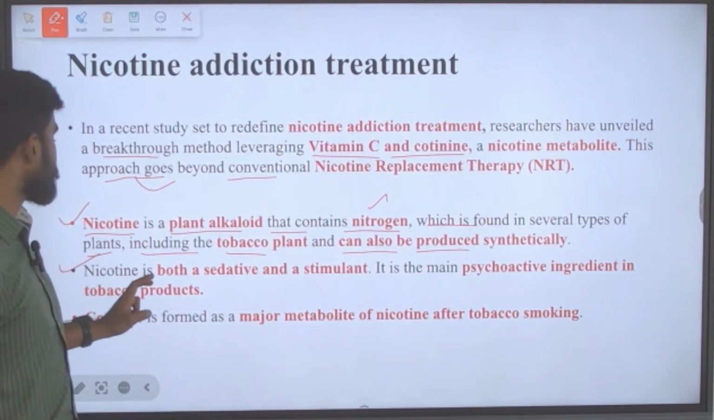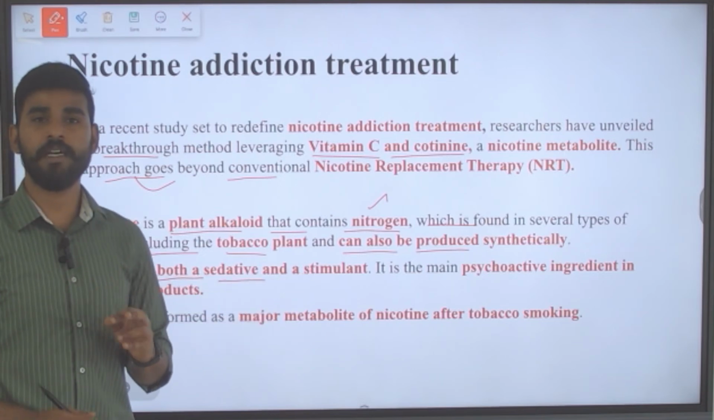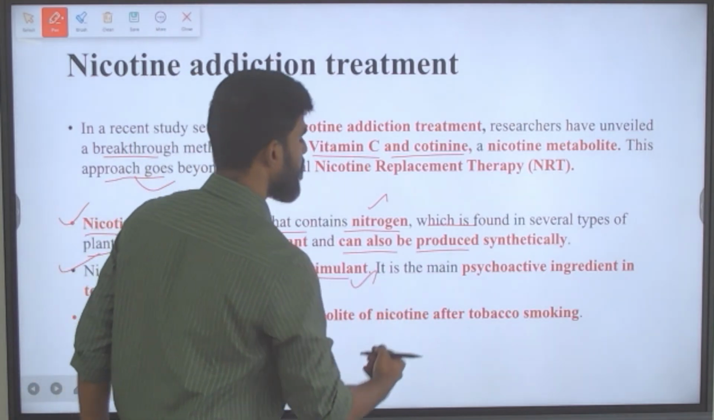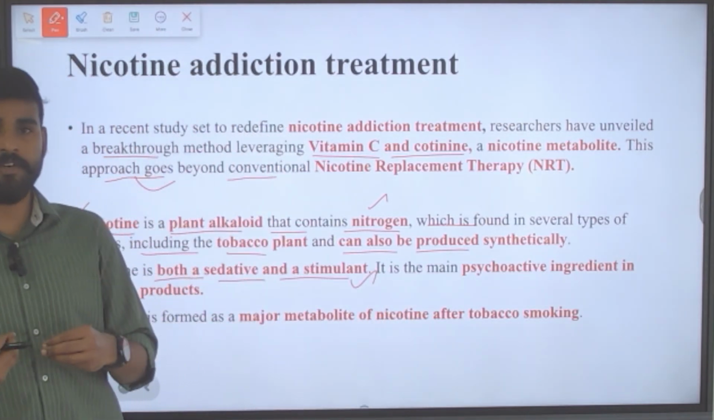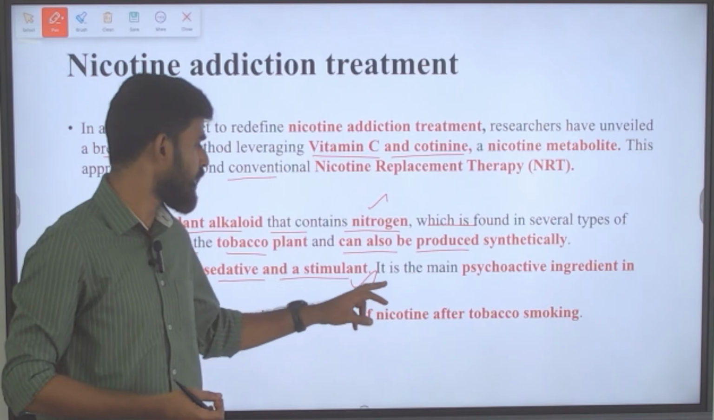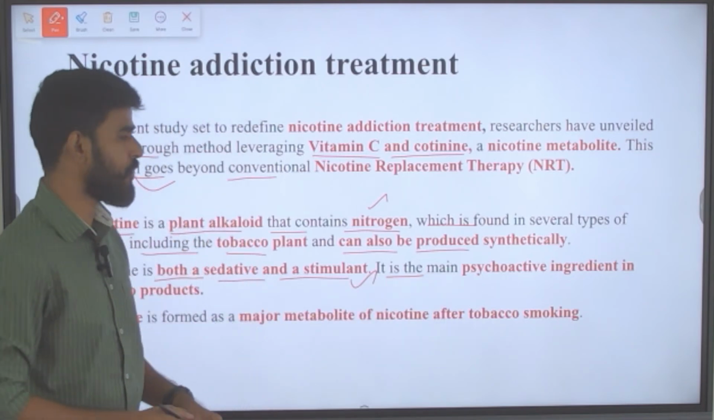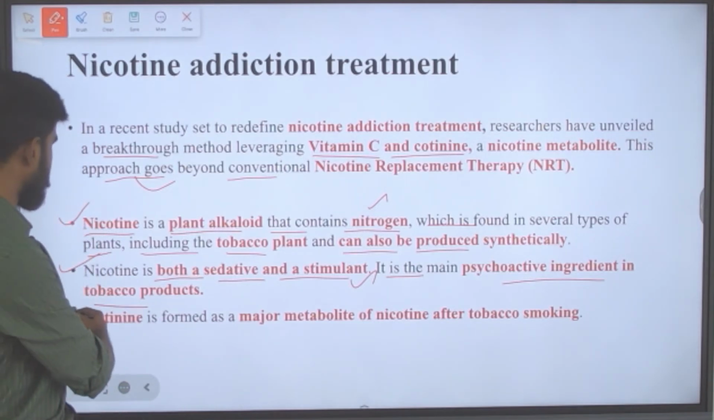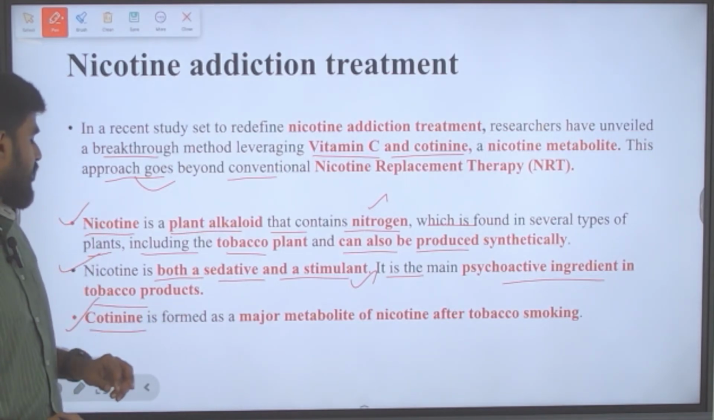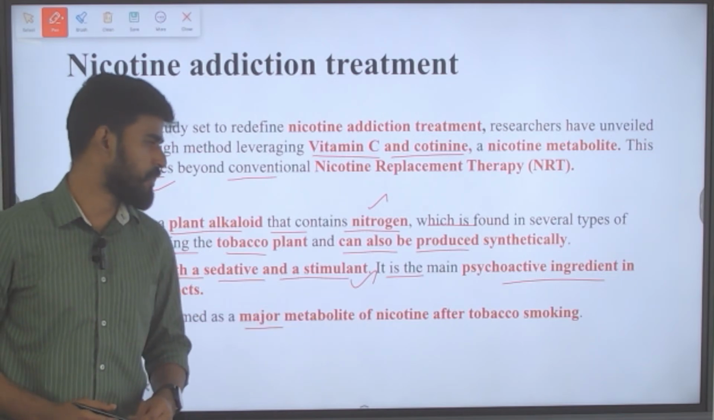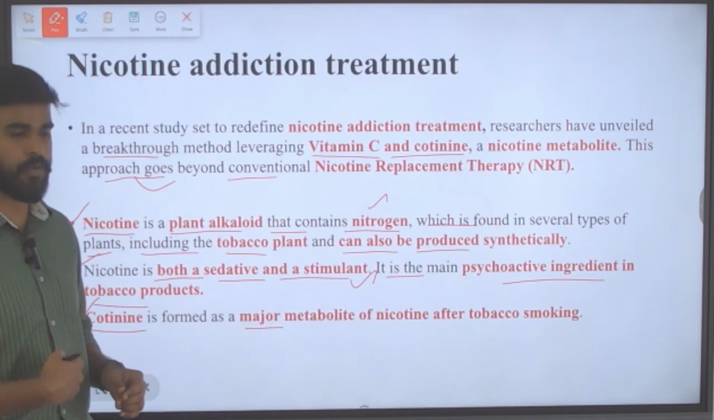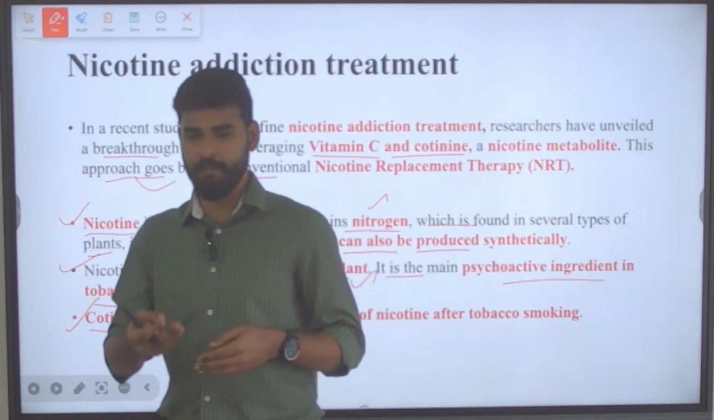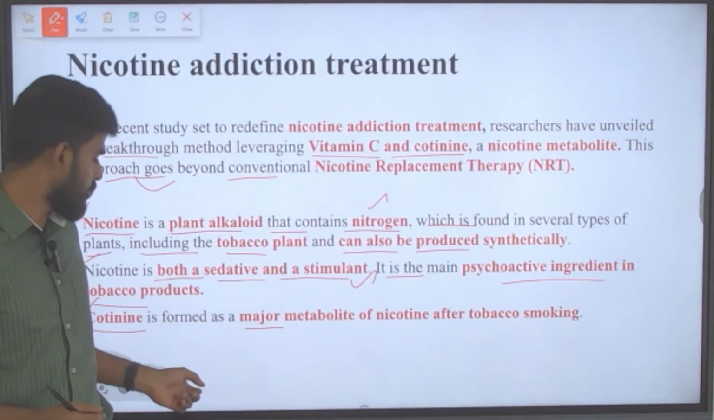Nicotine can be produced synthetically also. It is used as a sedative as well as a stimulant. Nicotine acts as a sedative and also as a stimulant, and it is the main psychoactive ingredient in tobacco products. Very important. And the metabolite cotinine is formed as a major metabolite of nicotine after tobacco smoking. After we consume tobacco or metabolize tobacco, the end product here is cotinine.